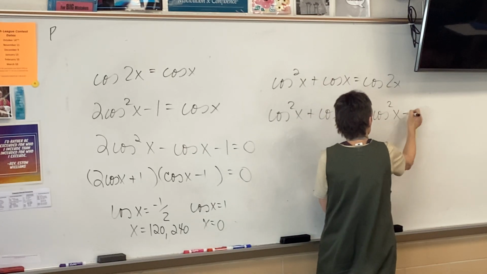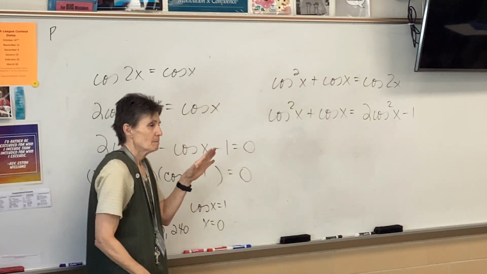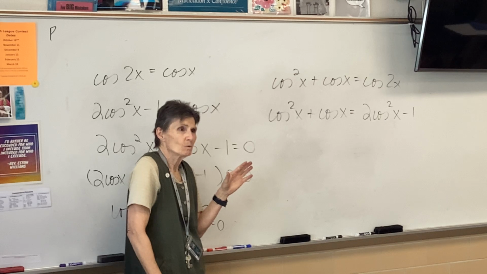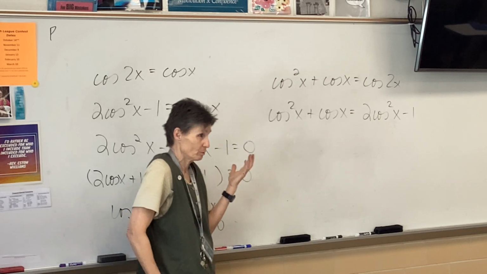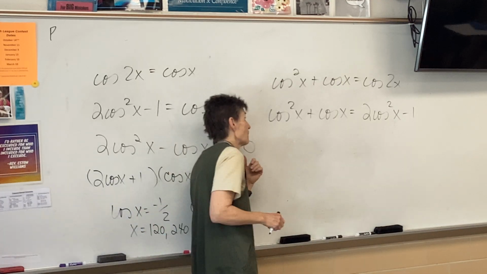Two cosine squared minus 1. Does that make sense? This problem is full of cosines, right? So why would we want to introduce sines if we don't have to? We don't have to, so I wouldn't do that.